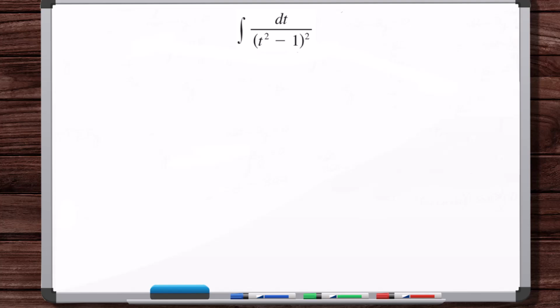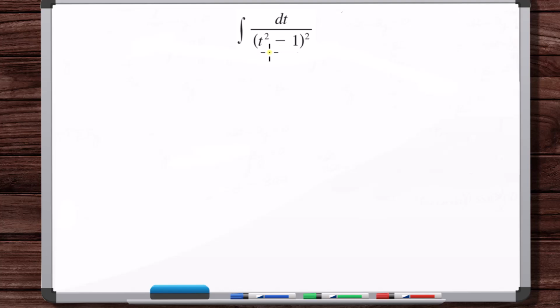Okay, we're continuing with more integrals of rational functions, where in order to integrate a rational function, we perform partial fraction decomposition to break up the rational function into sums of simpler rational functions that we can integrate. Okay, so here we have a rational function, 1 over (t squared minus 1) squared.